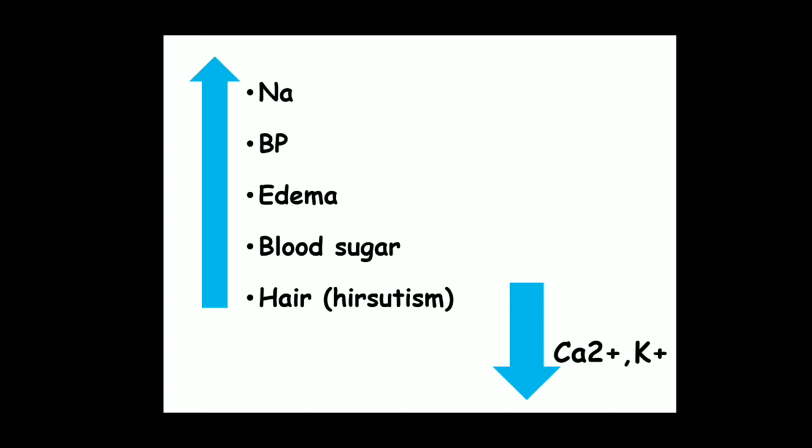So when there is too much of this, what happens? Sodium and water will be retained, causing hypernatremia, and potassium loss, causing hypokalemia. That's one important thing to remember. So increased sodium, increased BP, this definitely will lead to edema. And cortisol will increase your blood sugar level, and the important feature to remember is hirsutism, increased hair, and it reduces calcium and potassium.